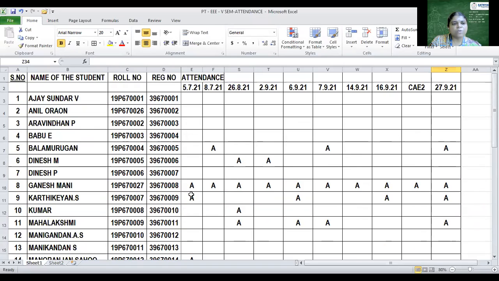So today's absentees are Balamurugan. Balamurugan sir, I could see you in the participant list. Kindly unmute. Okay. Balamurugan is there. Karthikeyan, yes.